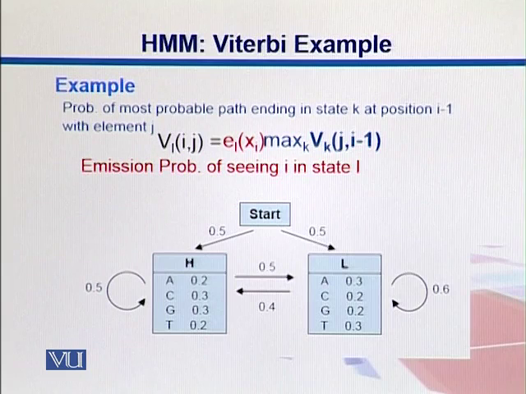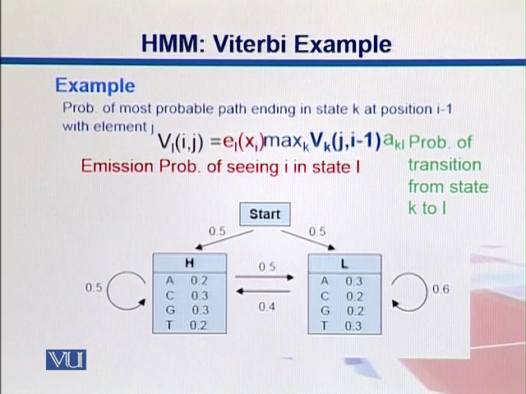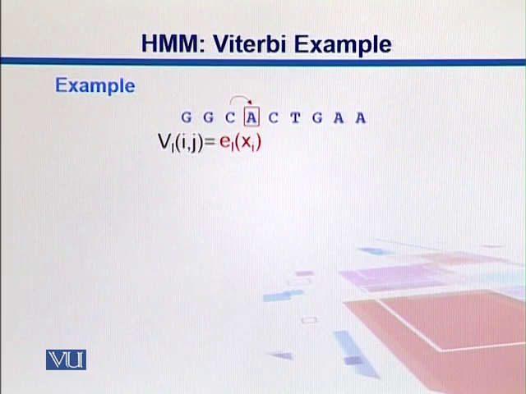Don't be confused with the previous j over here. These elements can be the same or they can be different. Sorry, I should have used different symbols. And this is then multiplied with A_KL, the probability of transition from state K to L. We can elaborate with this example.